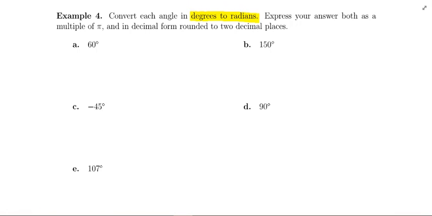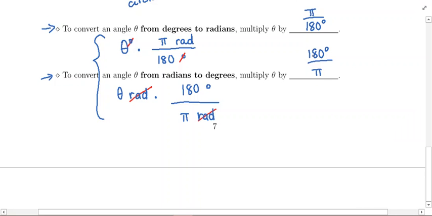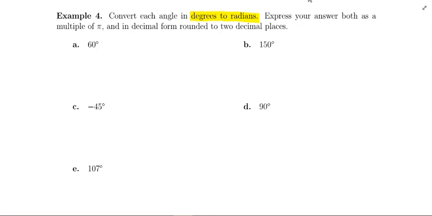Okay, so we just talked about the conversion factors, going both from degrees to radians and also from radians to degrees. So all you have to do if you forget the conversion factor is refer back to the previous page and look at the bottom two bullet points, and that's where we develop the conversion factors. Okay, let's go ahead and get started. So in part A, we are going to convert 60 degrees into radians.